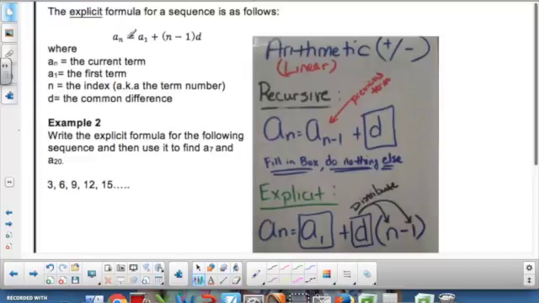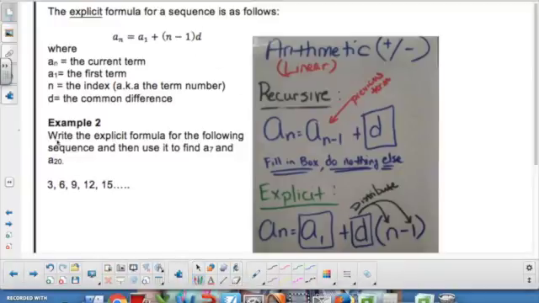The explicit formula looks like this. We have a sub n, which is my current term or the term I'm looking for, is equal to a sub 1 plus n minus 1 times d. Now, a sub 1 is your first term. It's going to be given to you in these formulas. n is your index or the term number that you're looking for. So if I'm told to look for a sub 7, I'm plugging a 7 in right there because that's my term number. And then I also still need that common difference.